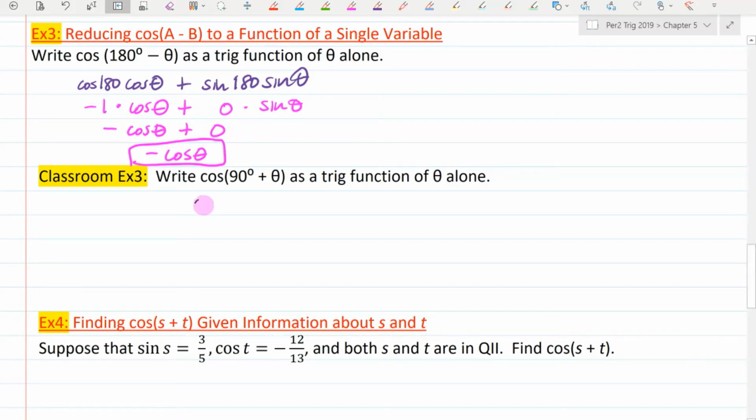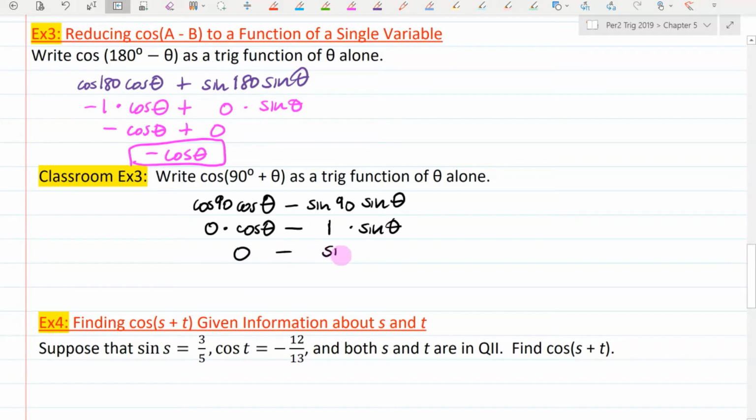Here we go. Cosine of 90, cosine of theta. Be careful not to confuse your theta with your zeros. Minus sine of 90 sine of theta. Cosine of 90 is 0 times cosine theta minus sine of 90 is 1. So we get 0 minus sine theta. So that equals negative sine theta. And that's your final answer for that.